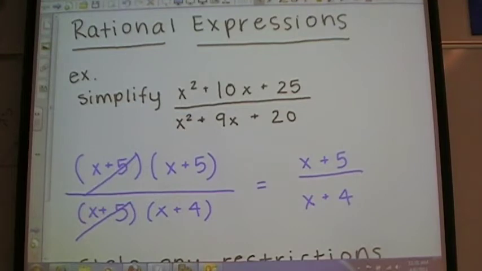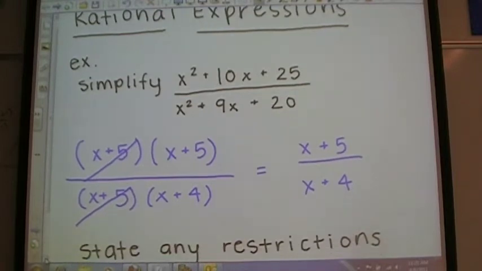Okay. Now the next part of the question asks you to state any restrictions. We've talked about restrictions before. What are restrictions? What x can't equal. Right. And how do you figure that out? Anybody remember? Your denominator can never equal what? Zero. So in this case, x could not equal negative 5 or negative 4.